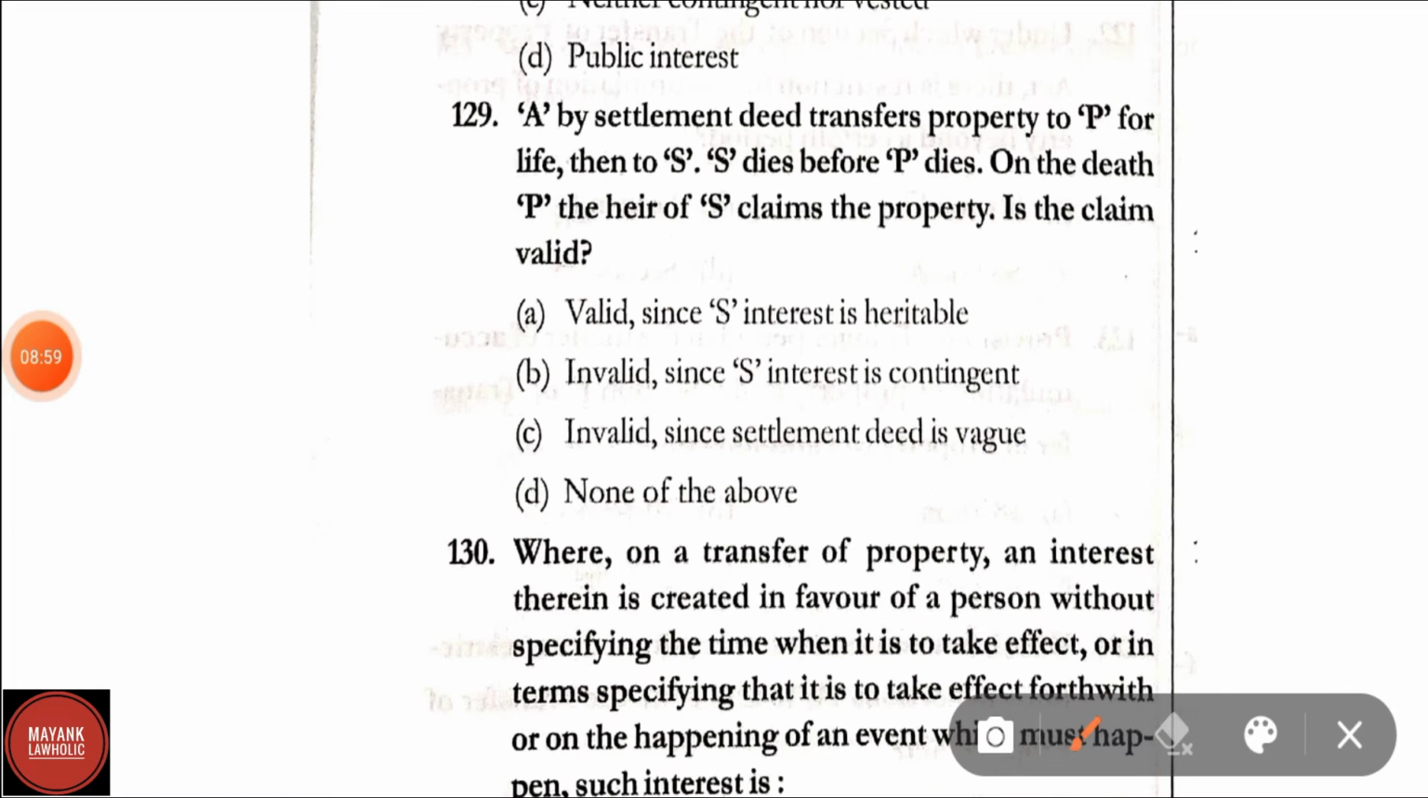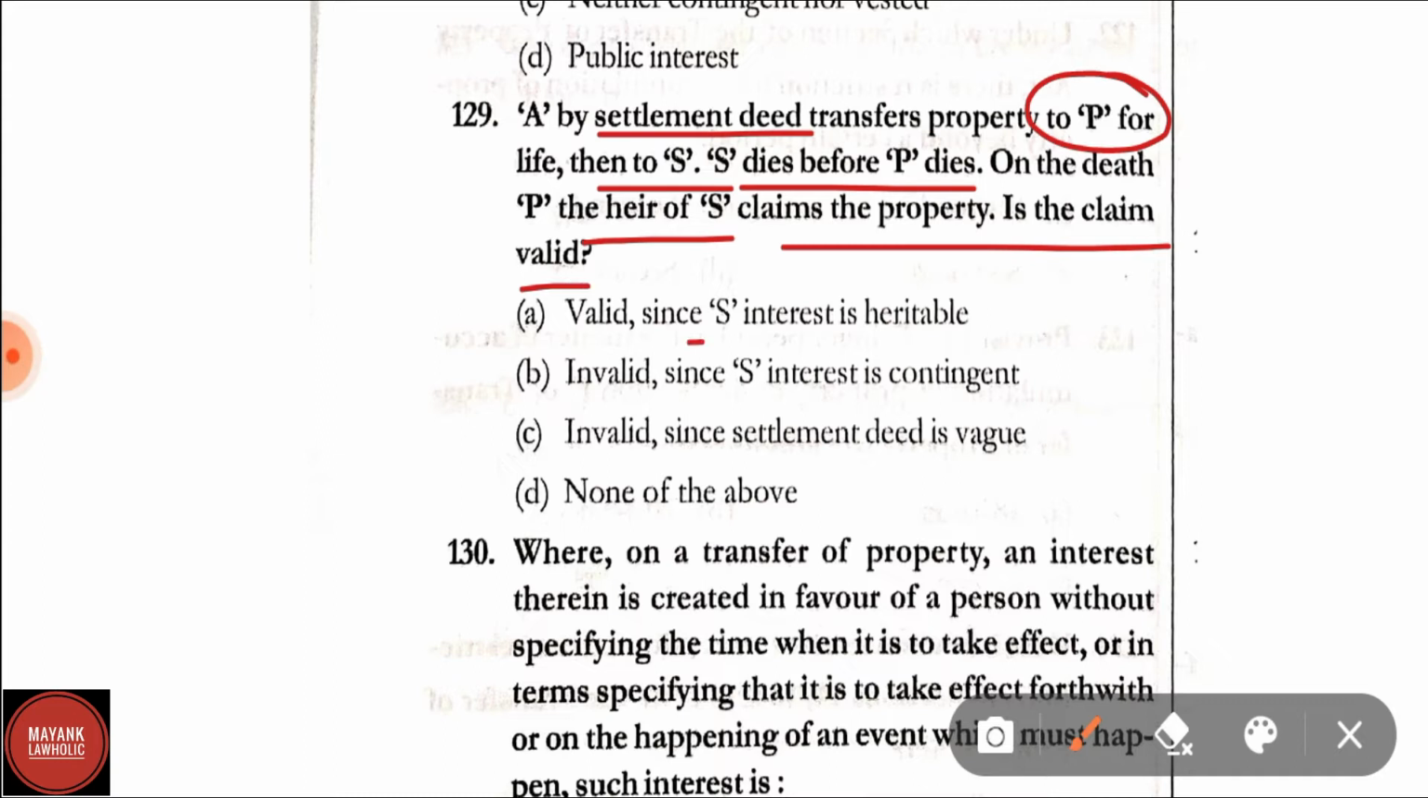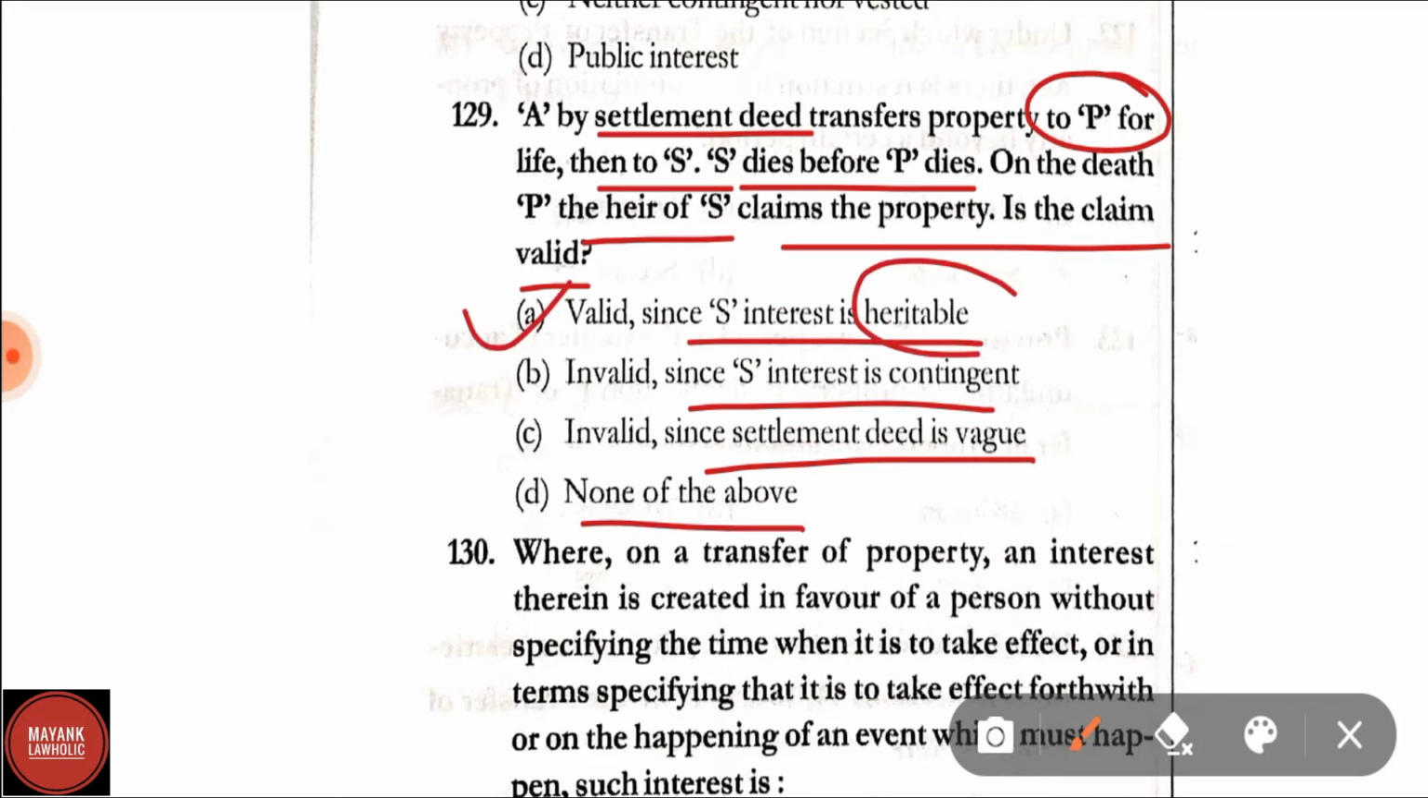Question number 129. A by settlement deed transfers property to P for life, then to S. S dies before P dies. On the death of P, the heir of S claims the property. Is the claim valid? Options are valid since S interest is heritable, invalid since S interest is contingent, invalid since settlement deed is vague, none of the above. Here option A is the right answer, valid because S interest is heritable.